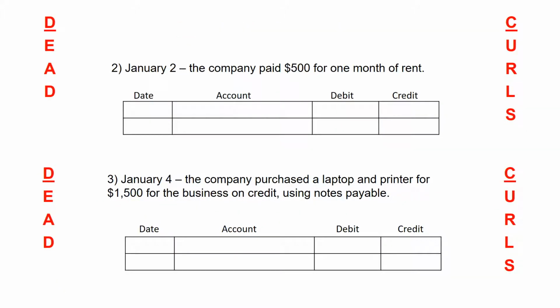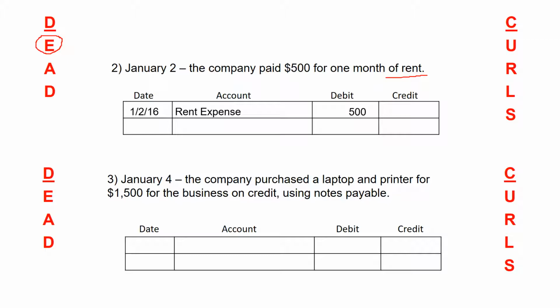So problem 2 says, on January 2nd, the company paid $500 for 1 month of rent. So they're paying for 1 month of rent. That would be an expense. Expenses have a normal balance of a debit. They increase on the debit side. So on January 2nd, the company would debit rent expense for $500.